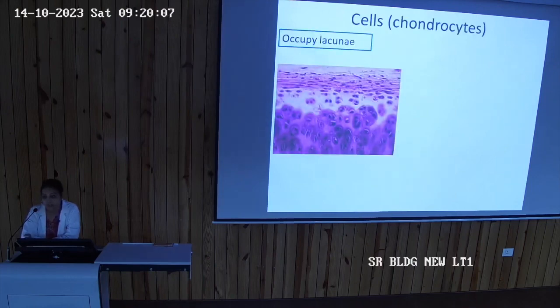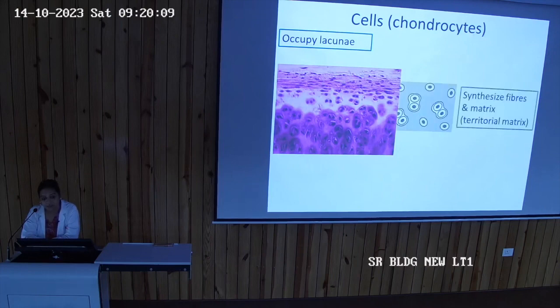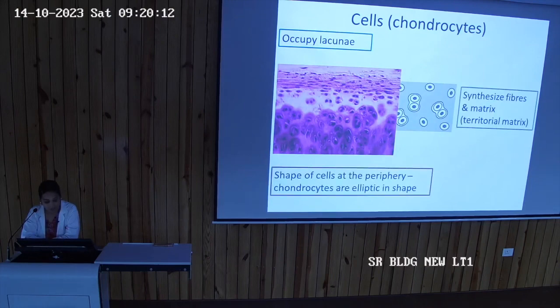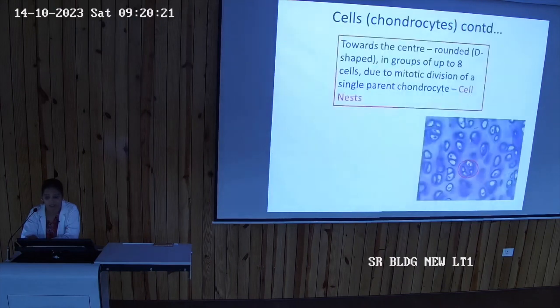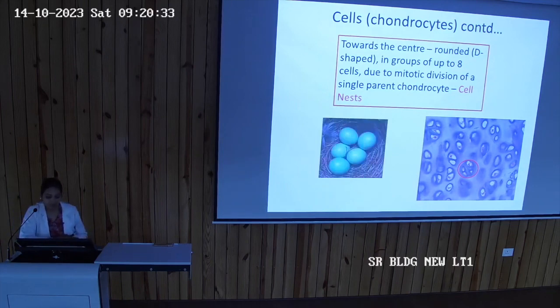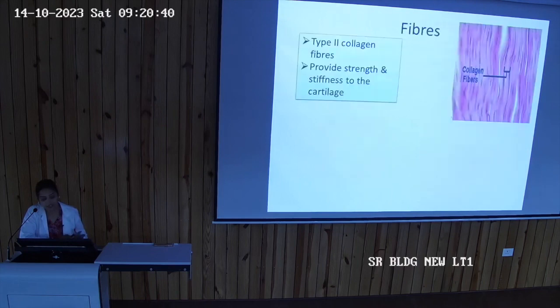So cells, chondrocytes, how are they present here? They are present in groups of 8. The cells at the periphery are flattened and elliptical in shape, where they line the perichondrium. Towards the center, they are present in groups, because of the mitotic division of the chondrocytes, in the same lacunae. That is why these groups of cells in the hyaline cartilage are known as a cell nest.